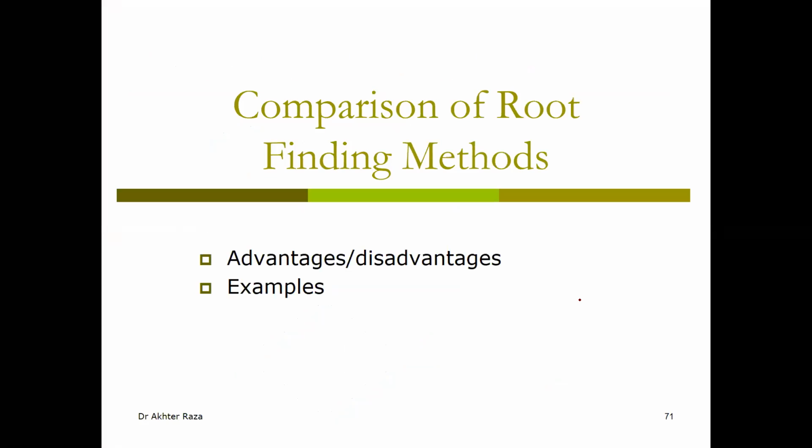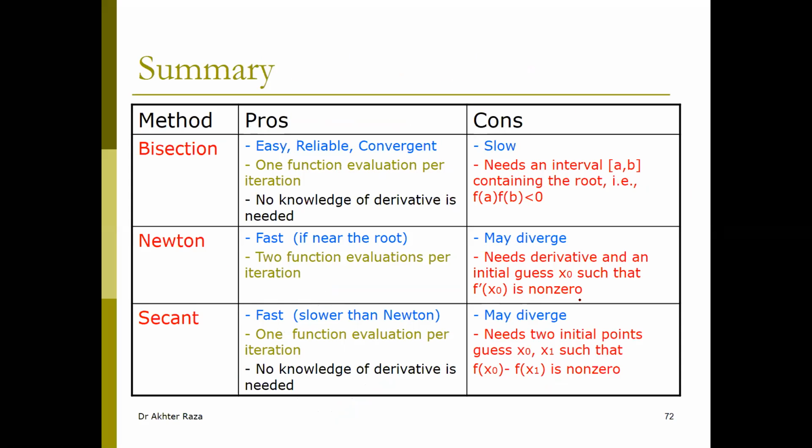Now we have a comparison of root finding methods: the bisection method, the Newton method, and the secant method. The bisection method is easy, reliable, and convergent, but it has slow convergence.